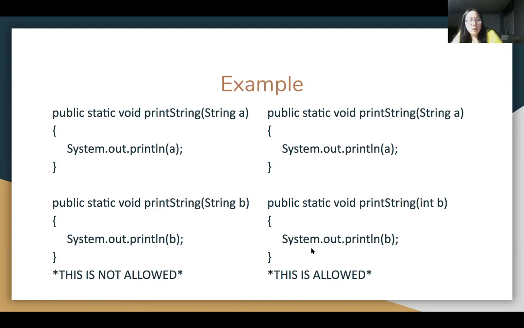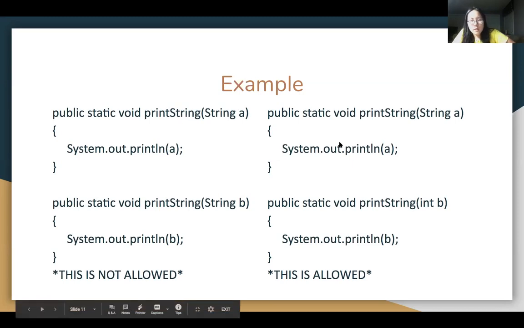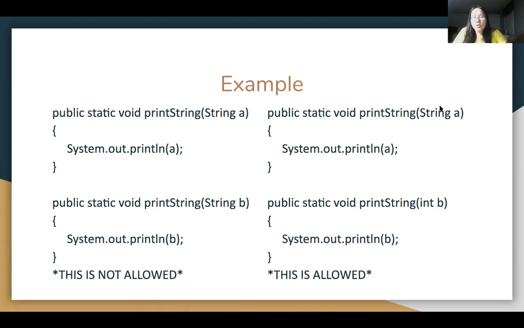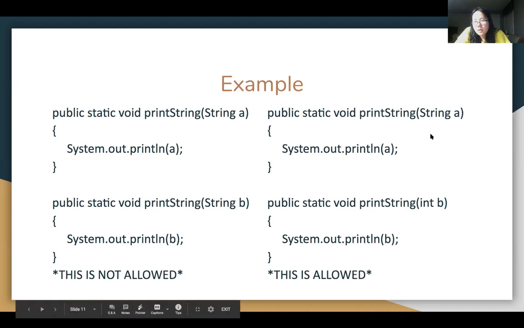Over here, this is allowed, and you can see that we have the same method here. But this time, instead of having a string A, we have an int B here. So when we're printing it out, everything is allowed because we have different data types here.